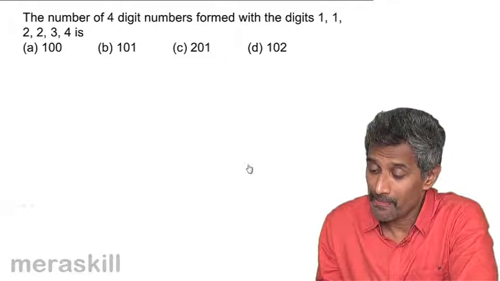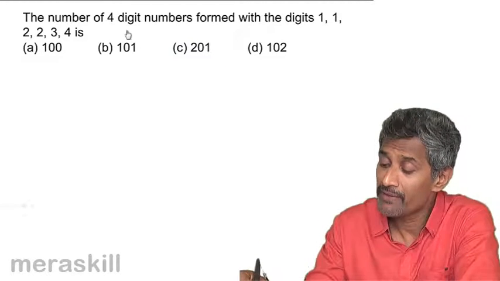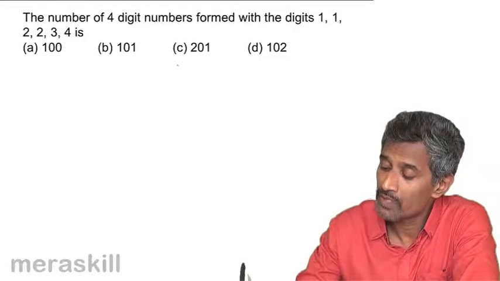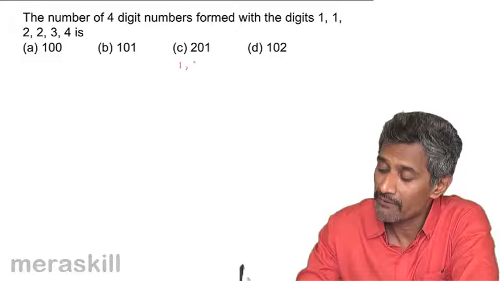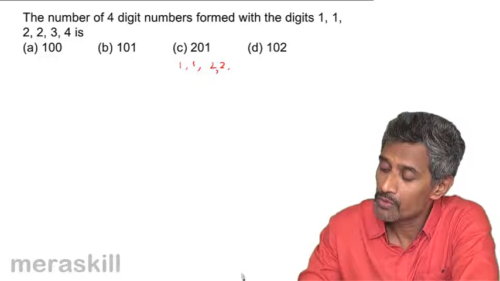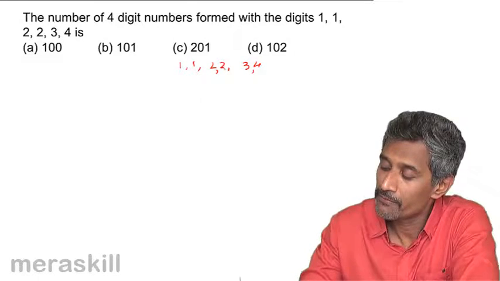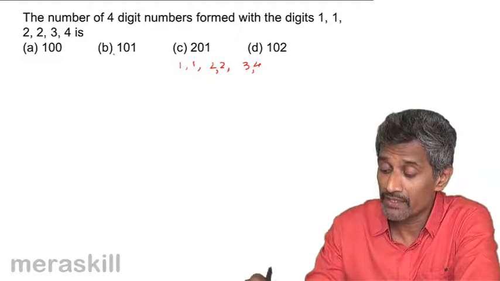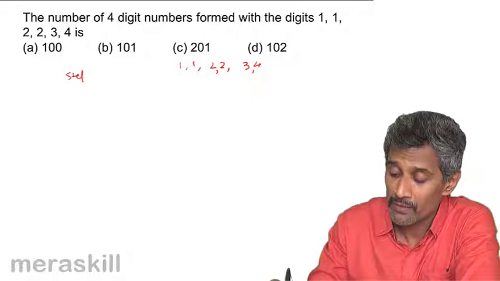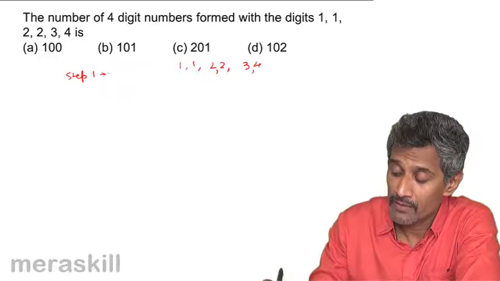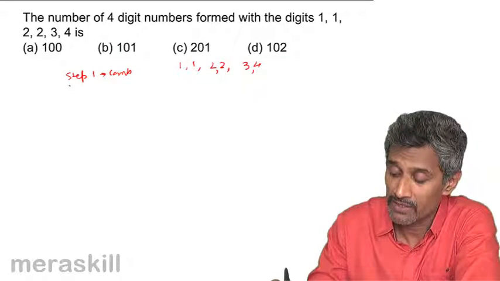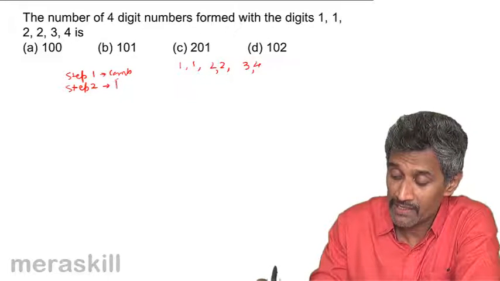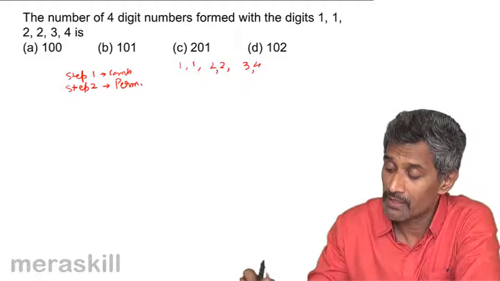Right. Next, we have number of 4-digit numbers formed with the digits 1, 1, 2, 2, 3, 4. So we have 1, 1, 2, 2, 3, 4. How many 4-digit numbers can be chosen? Now you need to, again here, step 1 is combination. After that, we need to arrange these ones that have been chosen.